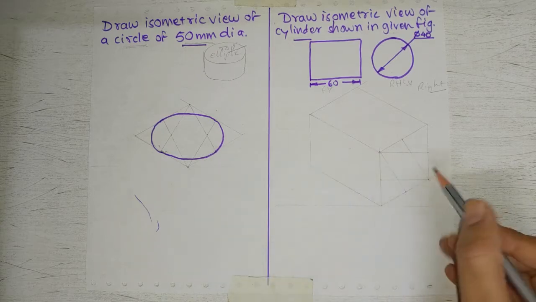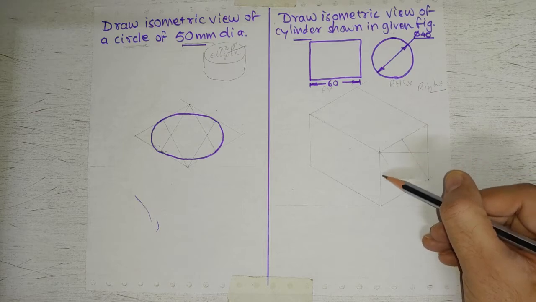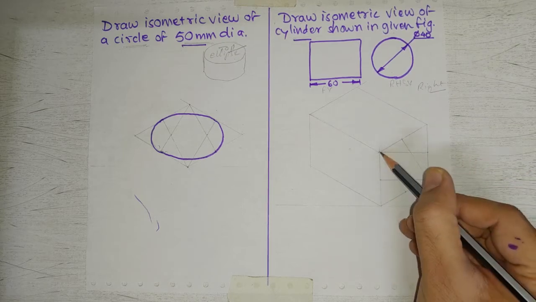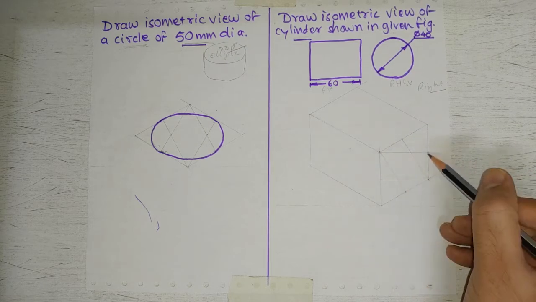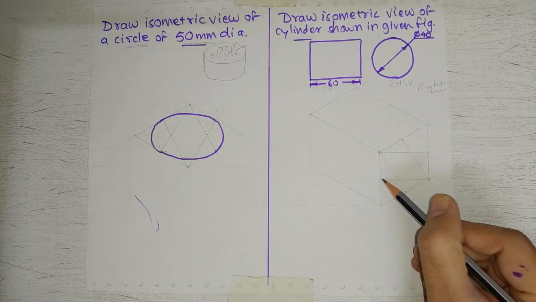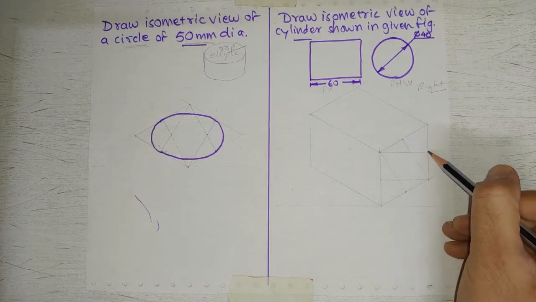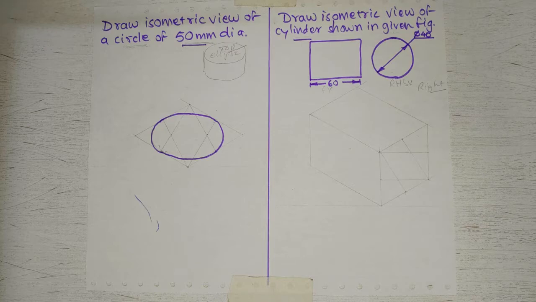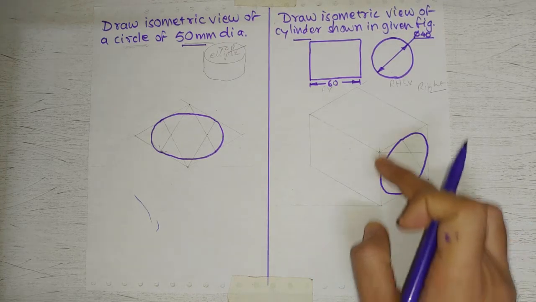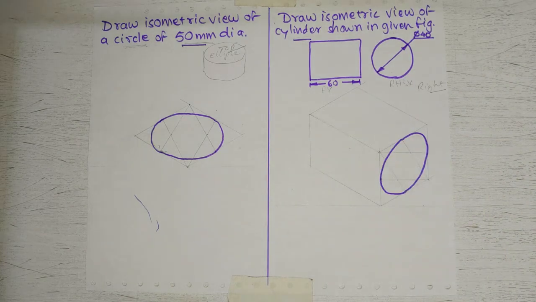Now we will follow the method. We'll take this point as center, this radius, and connect; this point as center, this radius, and we'll connect; this point as center, this radius, and we'll connect this. So that way we'll get the required ellipse. So this is how the ellipse looks like. You can see that the orientation is different than what we did earlier.